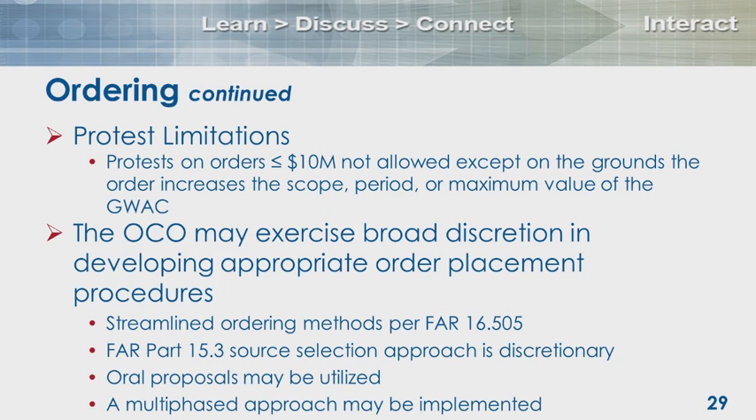You have broad discretion in developing your appropriate order placement procedures. You can do a streamlined FAR Part 16.505 where you don't have to establish a competitive range or anything like that. Or you can decide to do a FAR Part 15.3 source selection approach. It's up to you, but if you decide to do the streamlined FAR Part 16.505 ordering method, then you cannot switch lanes and do a sole source. Do a 15.3 source selection approach.